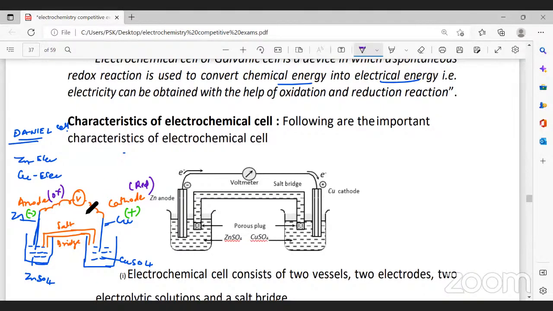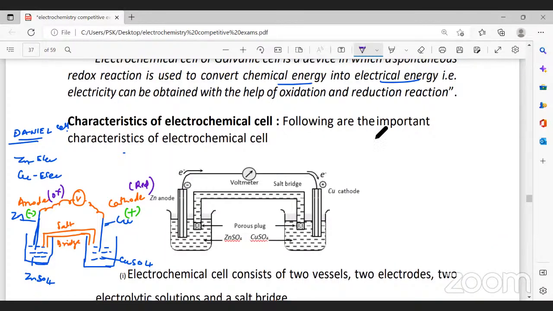So this is the construction of what? Daniell cell. How do you construct a Daniell cell? It is constructed using a zinc electrode and a copper electrode. They are connected externally by an insulated copper wire through a voltmeter, and internally by a salt bridge. The zinc electrode is the anode and the copper electrode is the cathode. Anode is a positive electrode but represented by a minus sign. Cathode is a negative electrode but represented by a positive sign.